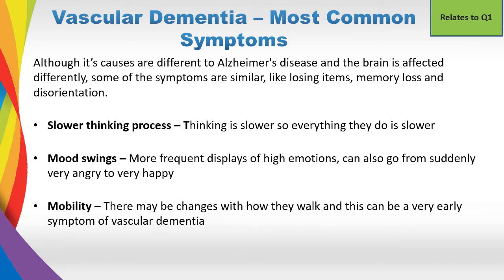Those are the most common symptoms of vascular dementia. Although its causes are different to Alzheimer's disease and the brain is affected differently, some symptoms are similar to Alzheimer's, like losing items, memory loss and disorientation. But the key symptoms that are unique to vascular dementia are a slower thinking process, so everything that they're doing is going to be slower. Mood swings, so it could be a display of high emotions, suddenly going from being really angry to really happy. Mobility, so there'll be changes to how they walk, and this can be a very early symptom of vascular dementia.